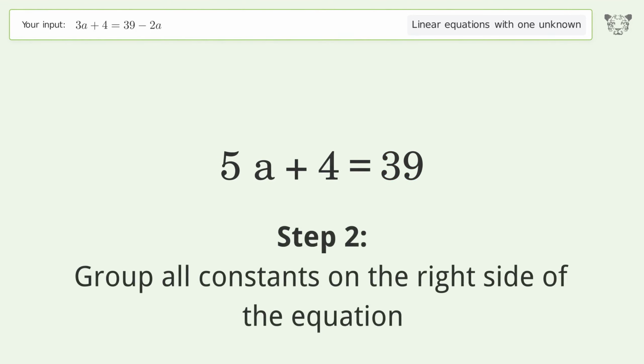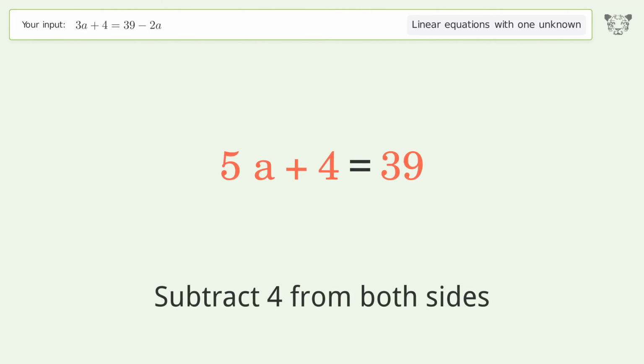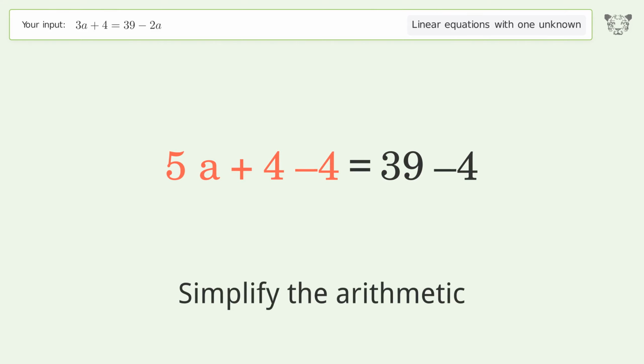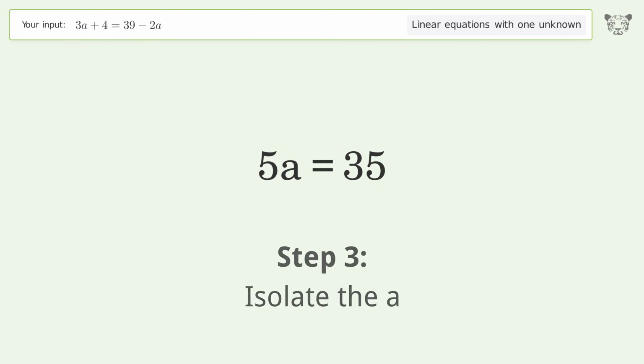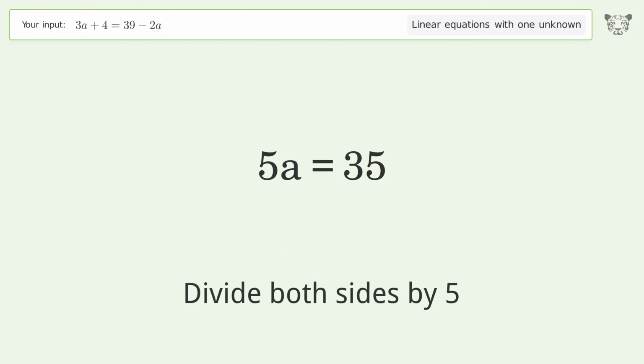Group all constants on the right side of the equation. Subtract 4 from both sides. Simplify the arithmetic. Isolate the a. Divide both sides by 5.